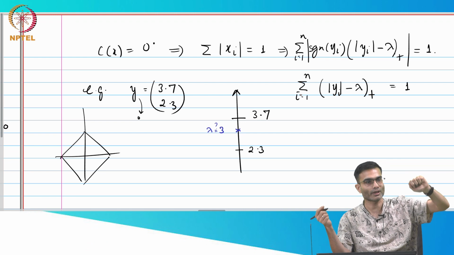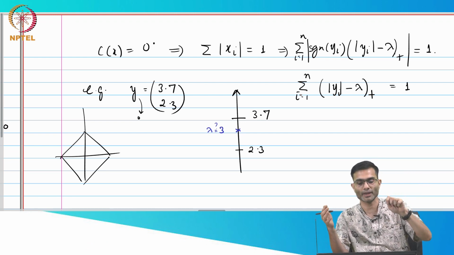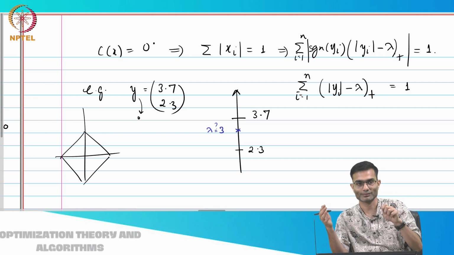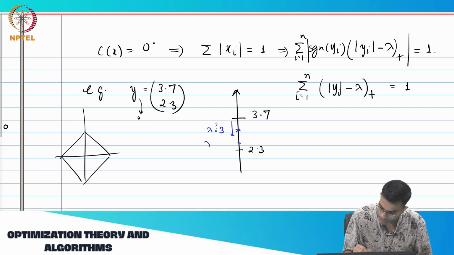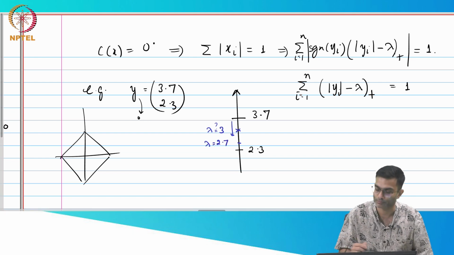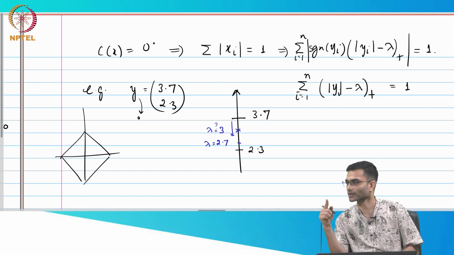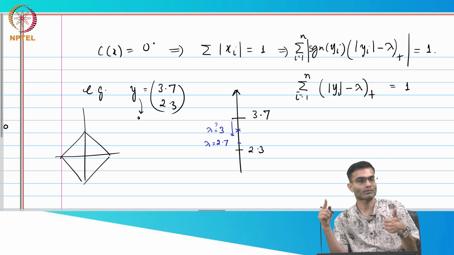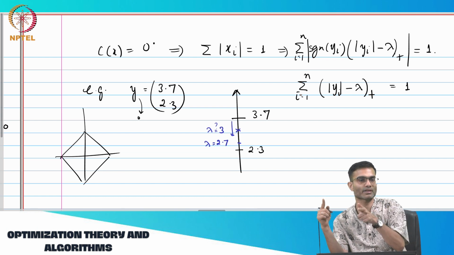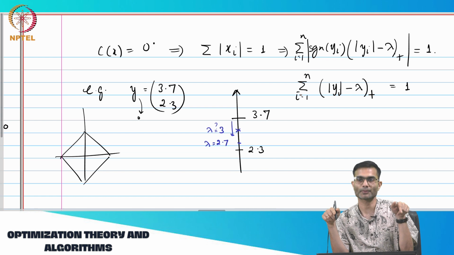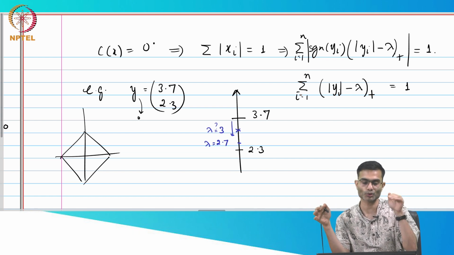Smaller. I need to lower it because the sum is not yet coming to 1. So, supposing I lower it all the way to where? 2.7, right? If I bring this down to, for example, over here, lambda equal to 2.7, then what will I get? I'll get 3.7 minus 2.7, that's 1. Then 2.3 minus 2.7, and the plus operator of that is 0. Done. If I go any further than 2.7, what happens?